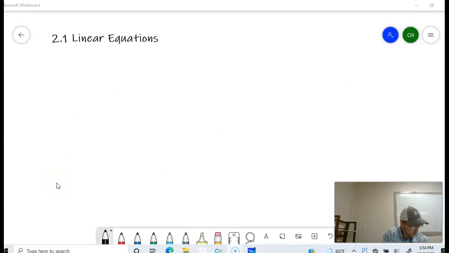Okay, so the last part on this section we're going to talk about is literal equations. Literal equations are equations that use letters to represent quantities. Basically what that means, we're going to have multiple variables within one problem, and we're only going to be able to solve for one of them.